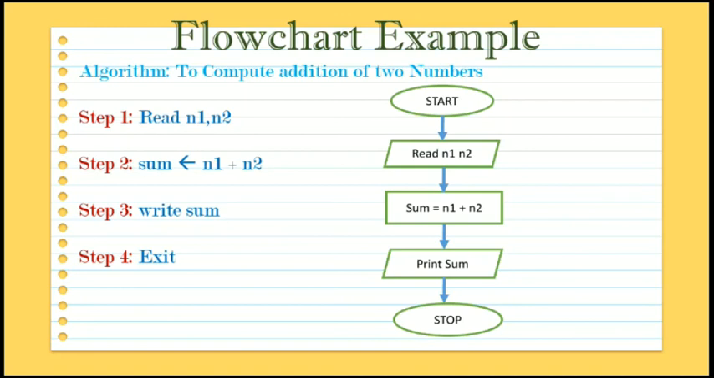So as you can see the flowchart, first we have started the flowchart. Next we took the two inputs, then we performed addition, and then we have printed the output, and finally we have to stop our flowchart.